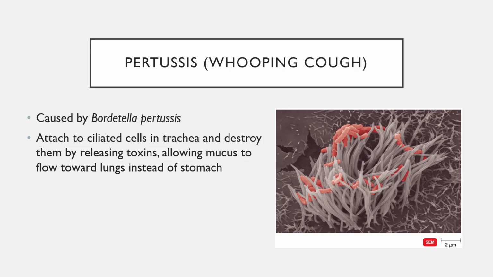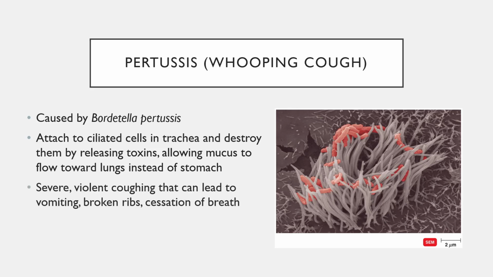And it's the accumulation of mucus in the lungs that leads to the hallmark sign of this disease, which is severe violent coughing, that it can be so intense that it leads to vomiting, interruptions in your breathing, and in the case of young children and infants, it's totally not uncommon for the coughing to cause broken ribs. And perhaps unsurprisingly, given that coughing is such a major feature of this infection, it is transmitted through droplet transmission, and it is highly contagious.